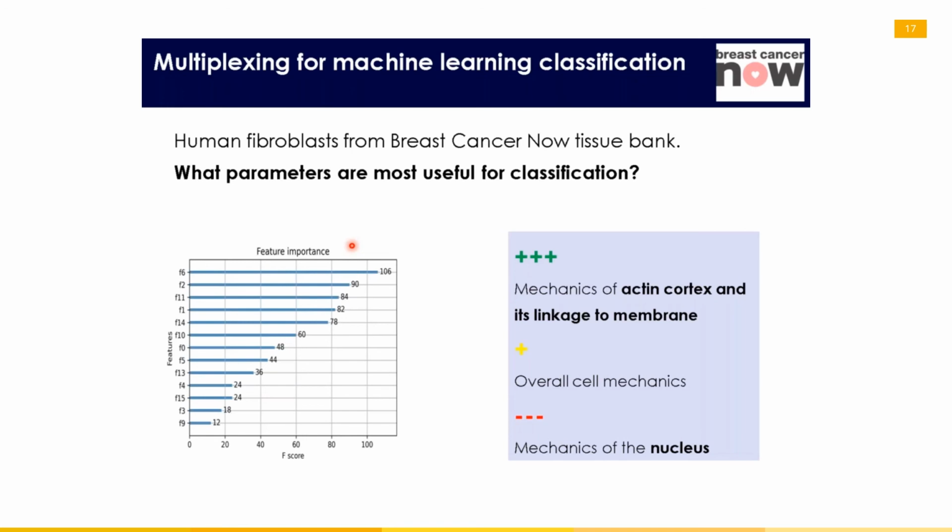What can you get out of all of this? So you can get a multiplex for machine learning classifications, which she uses for her research on human fibroblasts from breast cancer. And the useful parameters for the classification are, for example, the mechanics of the actin cortex and its linkage to the membrane, or also the overall cell mechanics and also the mechanics of the nucleus.